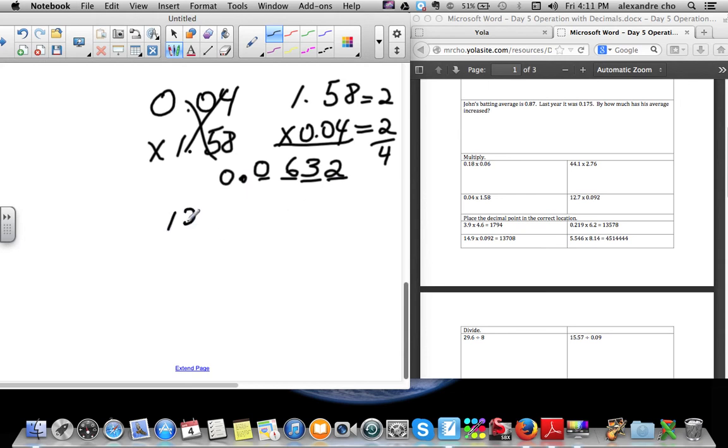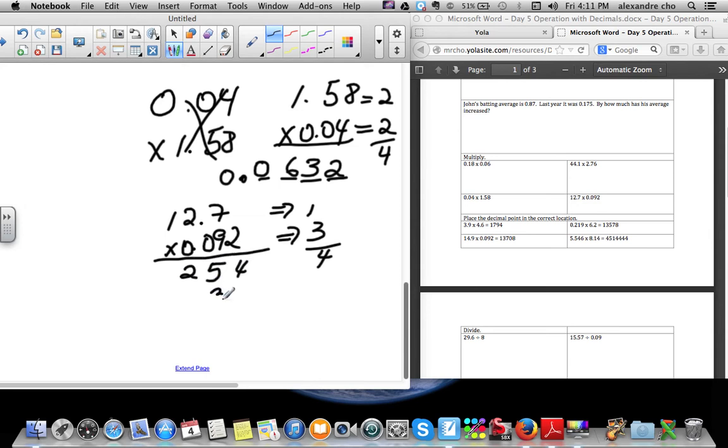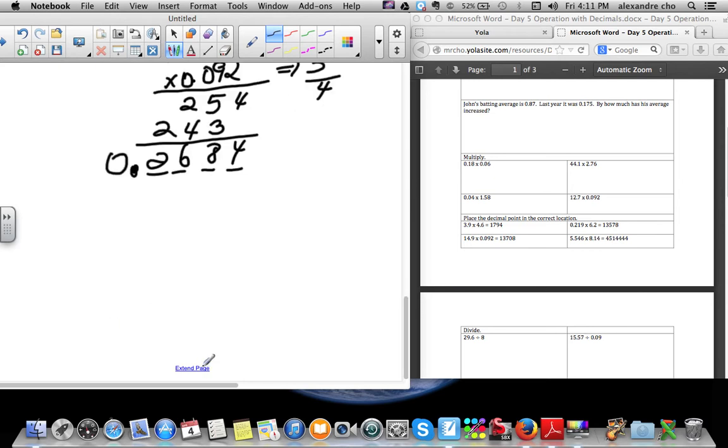Okay, finally we have 12.7 times 0.092. 1 place value here, 3 place values here, for a total of 4, so our answer should have 4. 2 times 7 is 14, goes 1 is 5, and this is a 2. 63 goes 6, 24. So it's 4, 8, 6, 2. We should have 4 decimal place values. 1, 2, 3, 4, and that's where our decimal goes. So final answer, 0.2684, however you want it, it's okay.